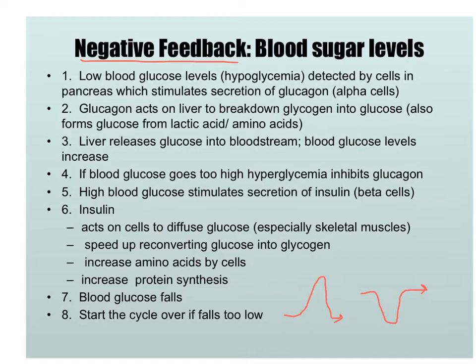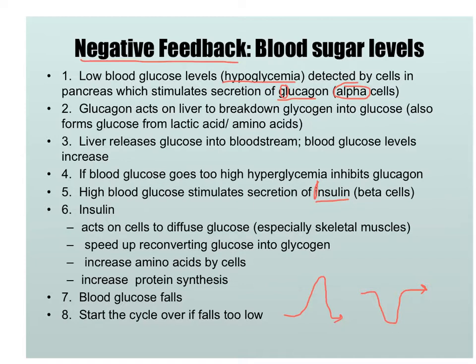But if blood glucose levels get low, that's called hypoglycemia. Now when that happens, the pancreas secretes glucagon. Now remember, that's from the alpha cells, because the other hormone that the pancreas secretes is called insulin. Remember, G comes before I alphabetically, and so does A come before B. So alpha cells secrete glucagon.